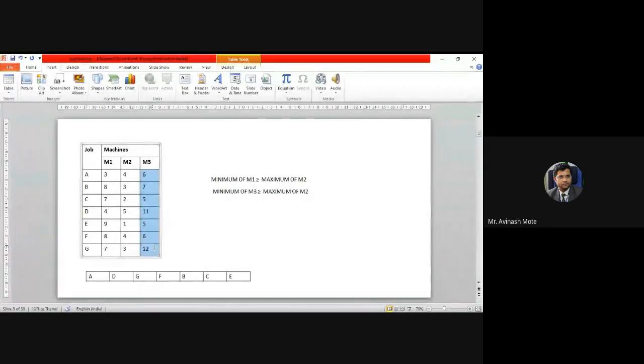ओके, आता M1 कंडिशन सॅटिस्फाइड होत नाही. पण सेकंड बघा, कंपेयर 4 अँड 6, 6 इज लार्जर, 3 अँड 7, M2 अँड M3 आय एम कंपेयरिंग, 4 अँड 6, 6 इज लार्जर, 3 अँड 7, 7 इज लार्जर, 2 अँड 5, 5 इज लार्जर, 5 अँड 11, 11 इज लार्जर, 1 अँड 5, 5 इज लार्जर, 4 अँड 6, 6 इज लार्जर, 3 अँड 12, 12 इज लार्जर. ओके, गेटिंग इट? So each and every value must be either equal or greater than M2 for M3 and M1 column. Okay, let's check it for the previous problem.